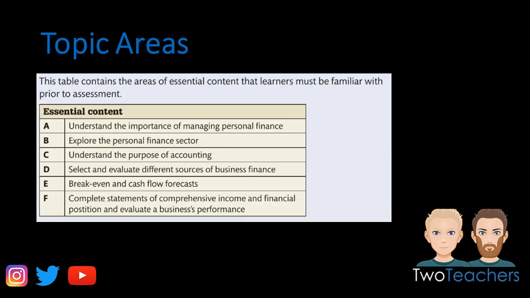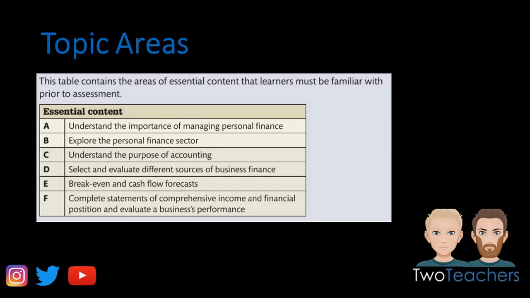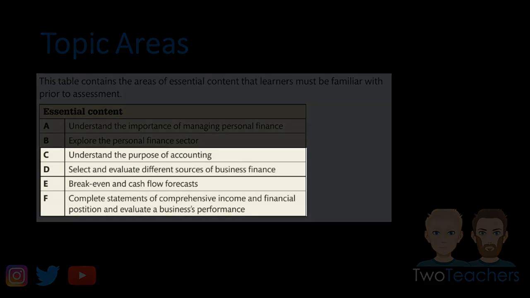Topic areas. The table below shows the topic areas that you're going to be assessed upon. A and B are the personal finance topics. C, D, E and F are the business finance topics. A is understanding the importance of managing personal finances. So why is it important that you manage your own finance, and what are the consequences if you don't do that? B is exploring the personal finance sector. So it's looking at banks, building societies, different types of current accounts, and also places you can go for advice on your personal finances.